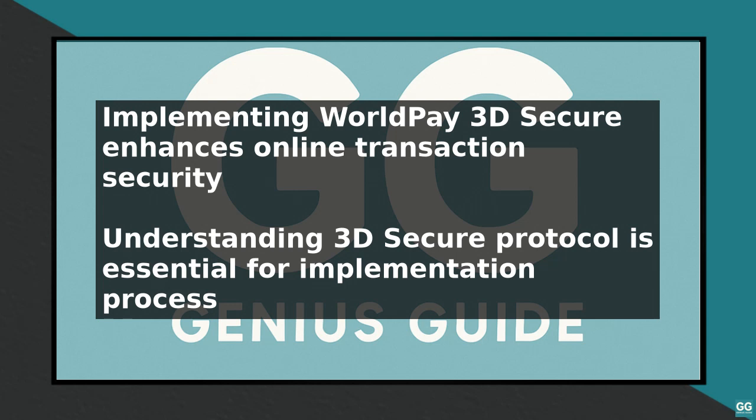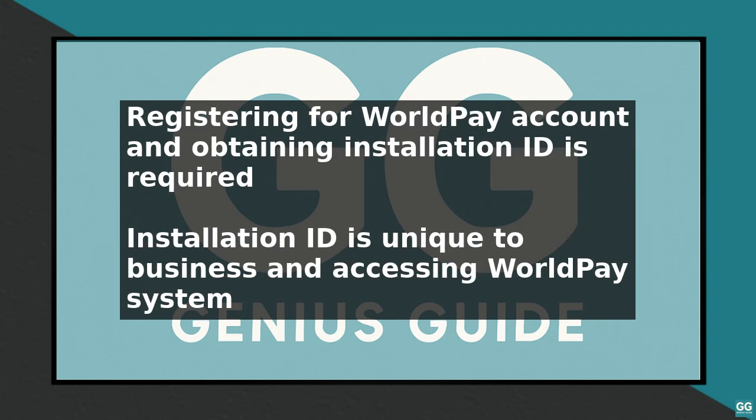The first step in implementing WorldPay 3D Secure is to register for a WorldPay account and obtain an installation ID. This ID is unique to your business and is required to access the WorldPay system. Once you have your installation ID, you can start integrating WorldPay 3D Secure into your website.